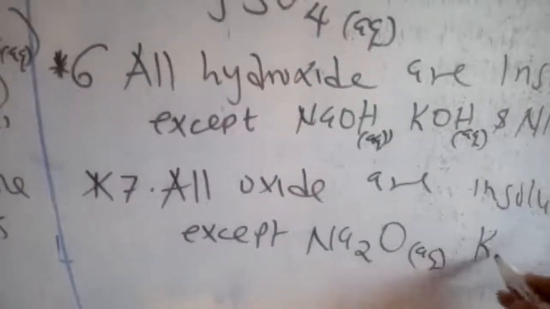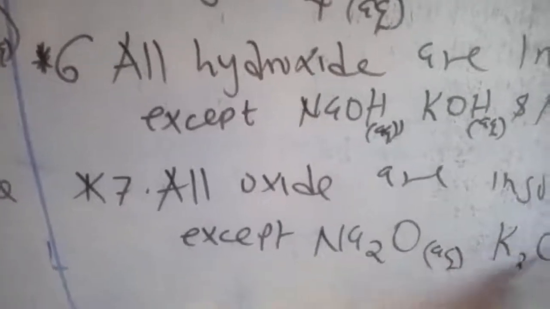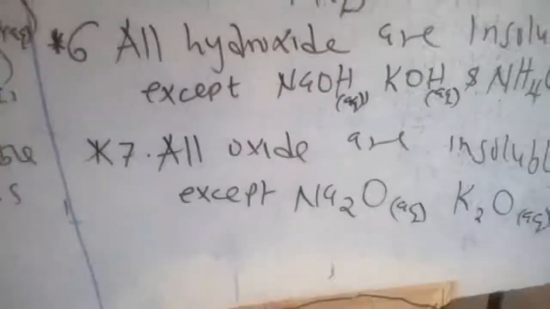Then we have potassium. When it is in solid state, after putting it in water, it will also dissolve, and therefore that is aqueous. Ammonium oxide does not exist, and therefore in point number 7 we are not going to consider ammonium oxide, because ammonium oxide does not exist.